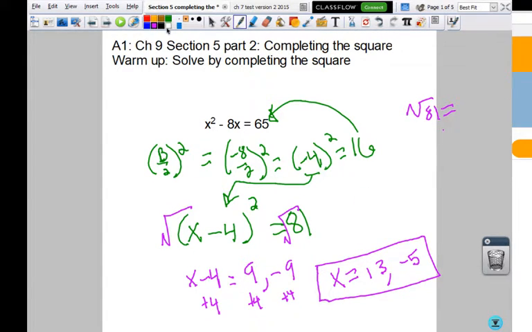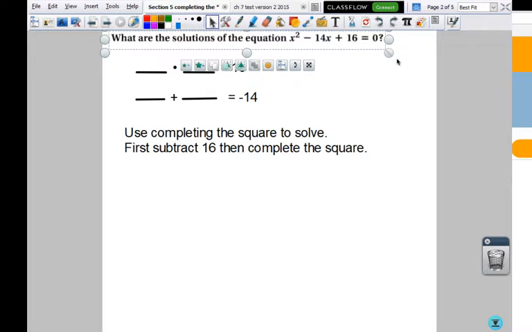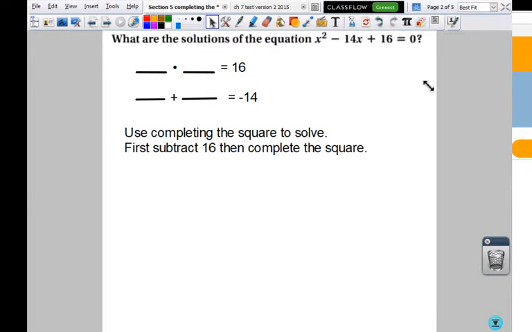Alright, so today we're going to look at a couple of things. And it's not going to be super tough, actually. And if you're still not quite sure on this, we're going to basically do this whole part today. So, let's look at this. I want to know, what are the solutions of the equation x squared minus 14x plus 16 equals 0?